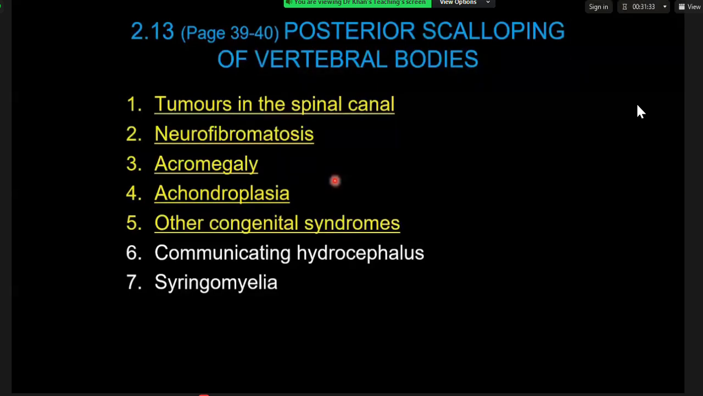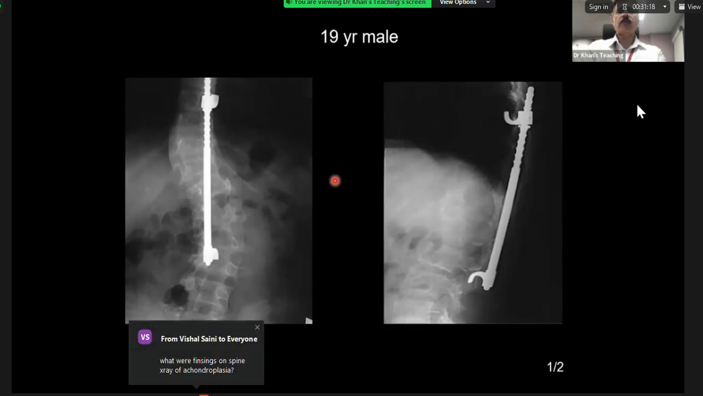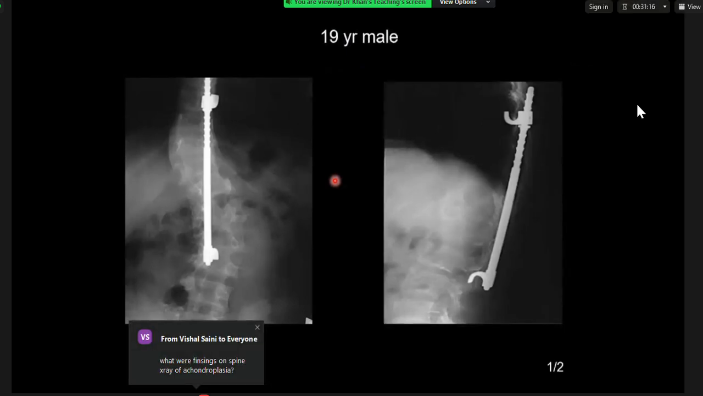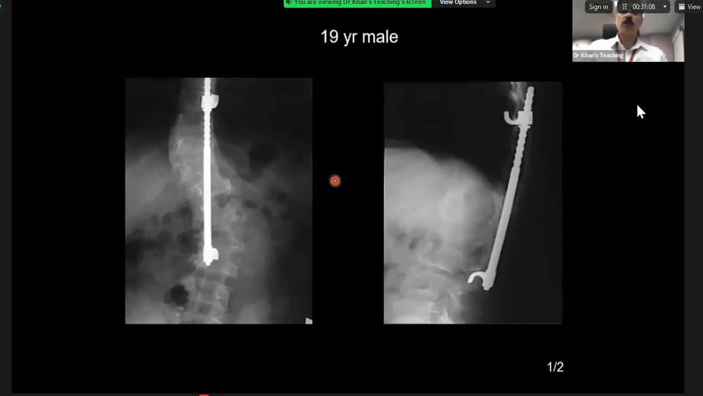Achondroplasia. No, in your case here, you have got scoliosis. You have got long segment instrumentation. So this patient had scoliosis and long segment instrumentation. Then you have significant posterior scalloping at multiple levels. And by the way, you can see the pedicles. Pedicles are not decreasing in interpedicular distance. So, what is the conclusion then?